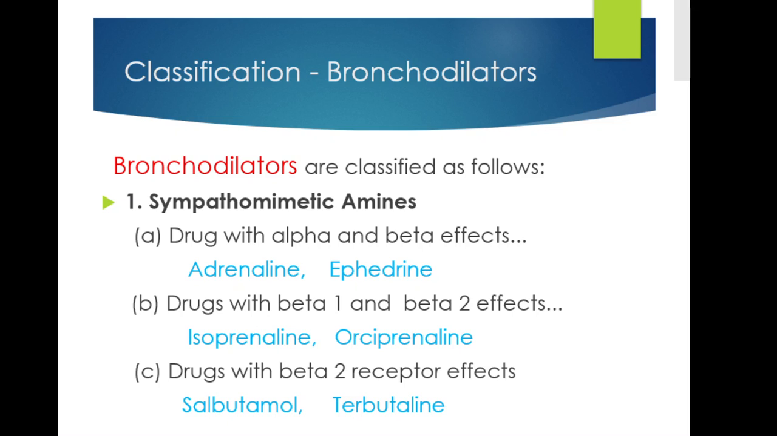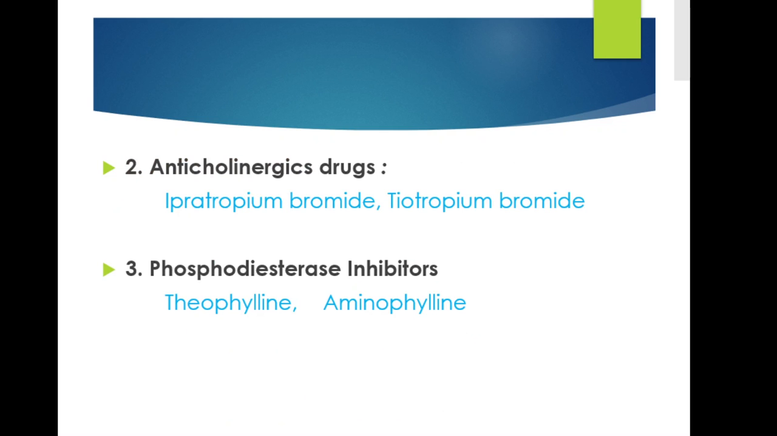Next, classification of bronchodilators. First is sympathomimetic amines: drugs which act on alpha and beta receptors like adrenaline, drugs which act on beta 1 and beta 2 receptors like isoprenaline, orciprenaline, and drugs which selectively act on beta 2 receptors like salbutamol and terbutaline. Next, anticholinergic drugs like ipratropium bromide, tiotropium bromide, etc. Next, phosphodiesterase inhibitors or xanthines like theophylline, aminophylline, etc. All these agents will dilate the bronchi.